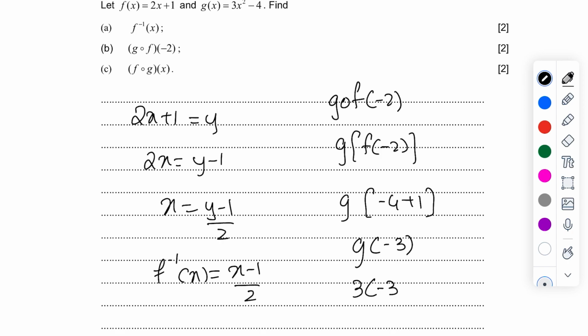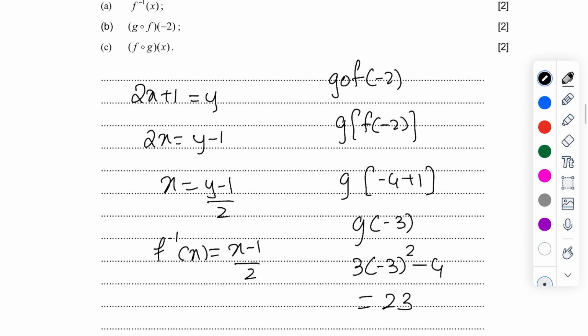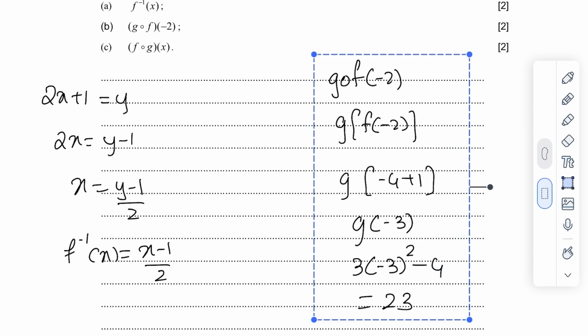g of negative 3: 3 times negative 3 whole square minus 4, which is going to be 23. Then finally it is asking, I move this one over here and move this one over here.